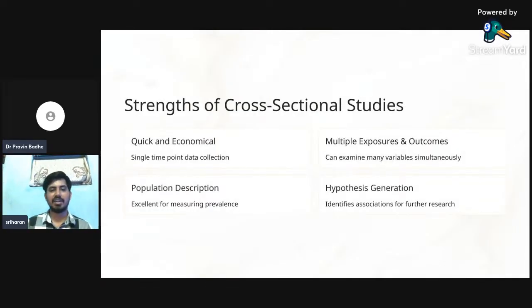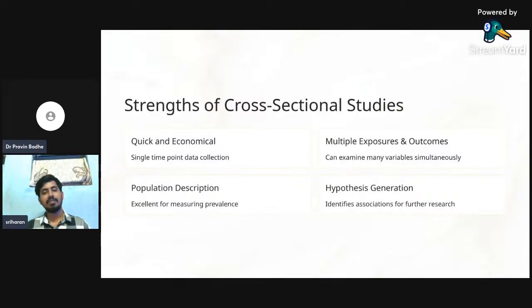Strengths of a cross-sectional study. It is very quick and economical, and cost efficient. It can also assess multiple exposures and outcomes. While examining patients, we can look at multiple exposures, such as heart disease and kidney disease. The population is also described excellently, and we can measure the population across a wide range. It also leads to further research.